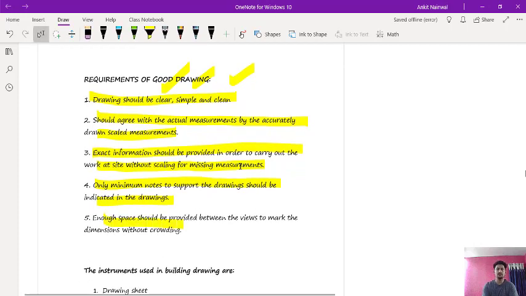Enough space should be provided between the views to mark the dimensions without crowding. Crowding must be avoided. The dimensions should be clearly visible, and the lining must be proper. So these are the requirements of a good drawing. This is the basic information that every engineer must know about drawing. Now, starting with the building drawing, you must know what instruments are required for building drawing.